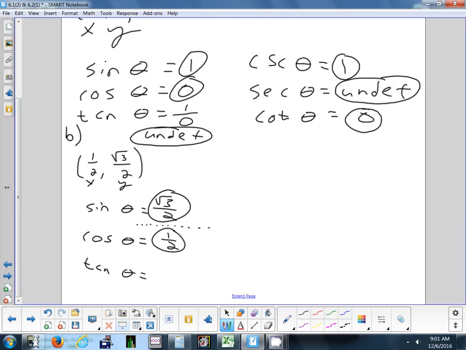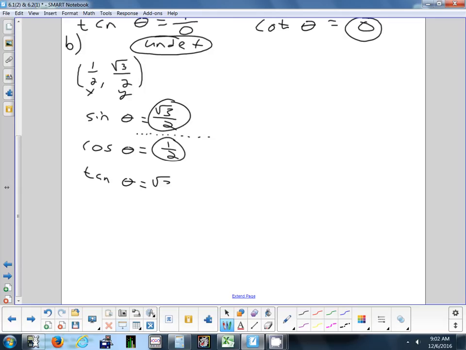Or how do you do that? How do you divide root 3 over 2 by 1/2? Yeah? So it would be root 3 over 2 multiplied by 2 over 1. And what happens? Yeah. So when you're dividing two fractions that have the same denominator, the denominators just cancel each other out. Or you can flip and multiply by the reciprocal, and you'll see the same thing. So we get square root of 3.